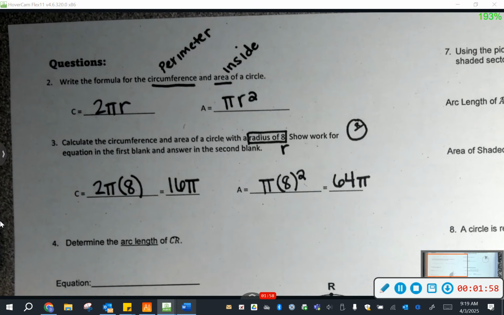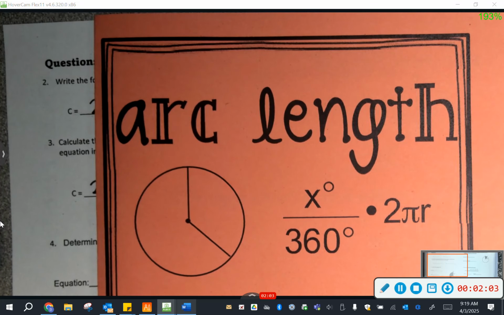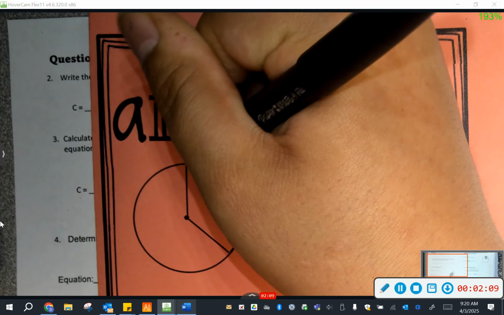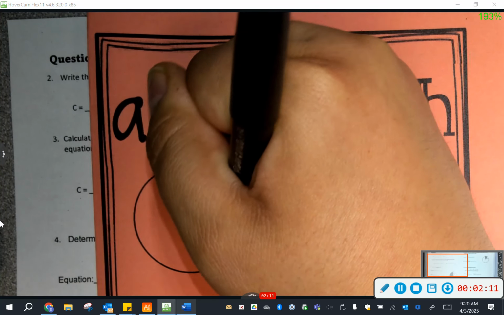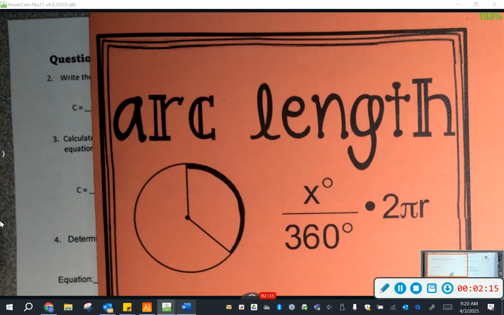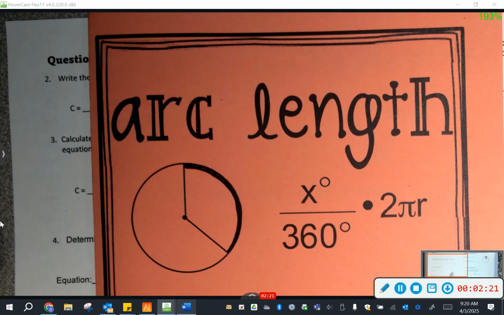Yesterday, what we were supposed to learn is something called arc length. And arc length is just part of the perimeter. So instead of finding the perimeter of the entire circle, arc length is saying, hey, what is just this piece right here? Think of it as a piece of pizza crust. Any of y'all just eat the pizza and not the crust, and you leave the crust on your plate? That's like what that is.